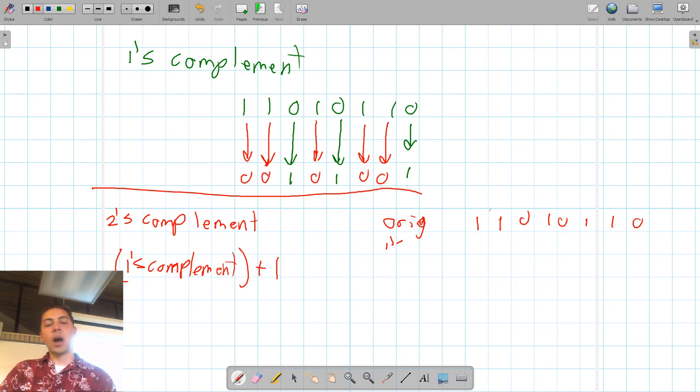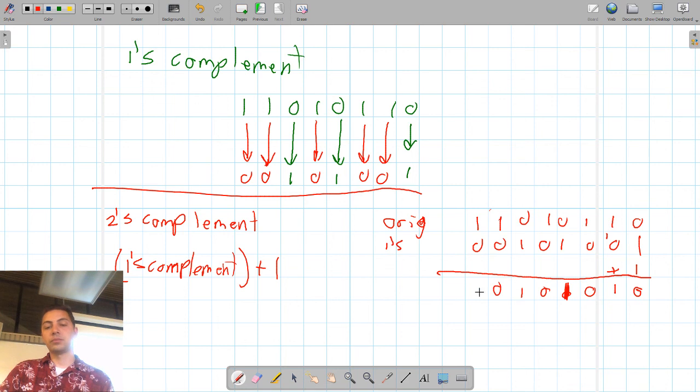Then our ones complement would be 001010001. And finally, our twos complement would be the result after we add 1 to it. 1 plus 1 is 0, carry the 1. 1 plus 0 is 1, at which point everything else is the same. And that gives you the twos complement of your number.